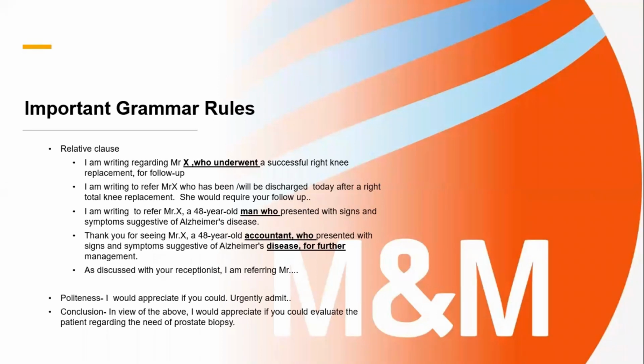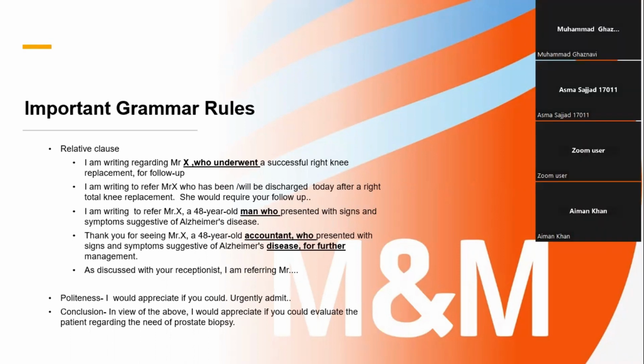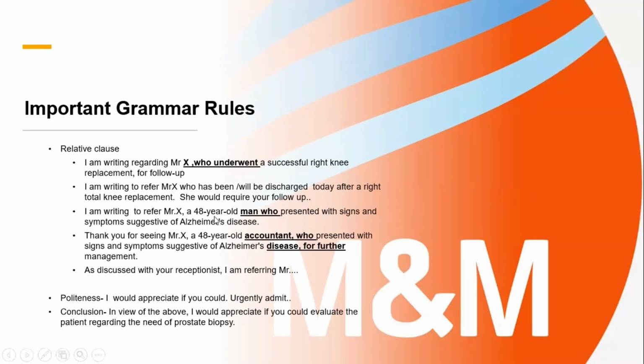We can also use the profession of the patient, for example, an accountant. We can write it down over here as per the importance of the case. But there are two sentences you can see written. In the first one, who presented with, there is no comma after man, after the appositive noun. And in the second sentence, we can use a comma.